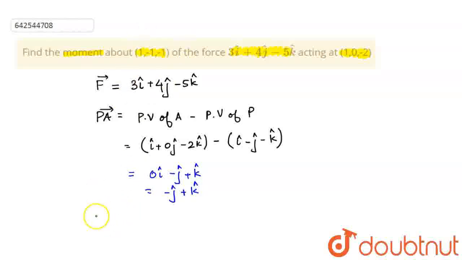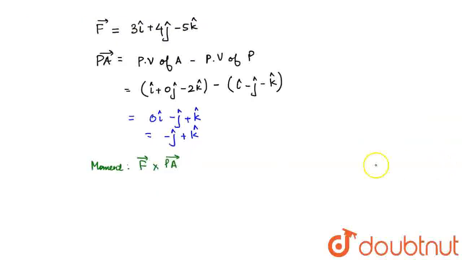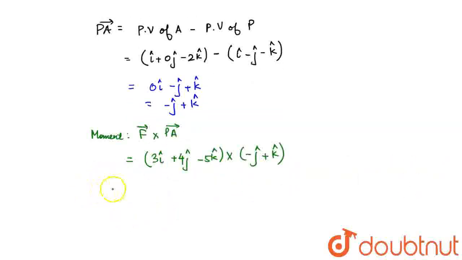How do we give the moment? We give the moment by the force acting on a point multiplied by the position vector of either of them. So now just plug in the values in the formula and let's find the cross product. So what is the force? That is 3i + 4j - 5k cross -j - k. So let's find the cross product.